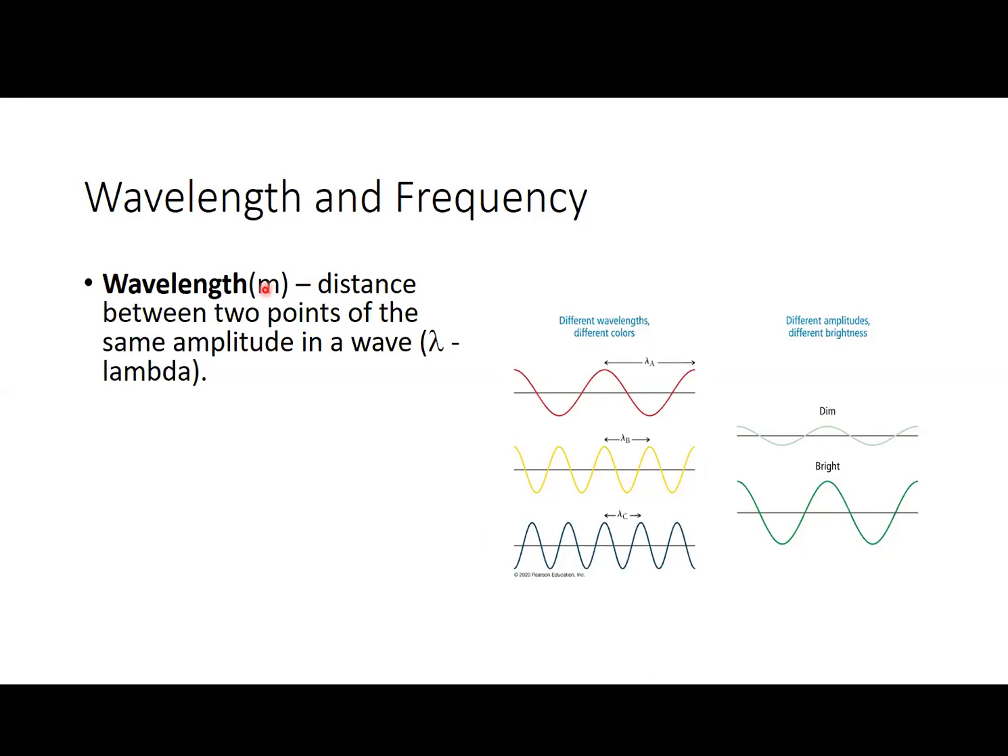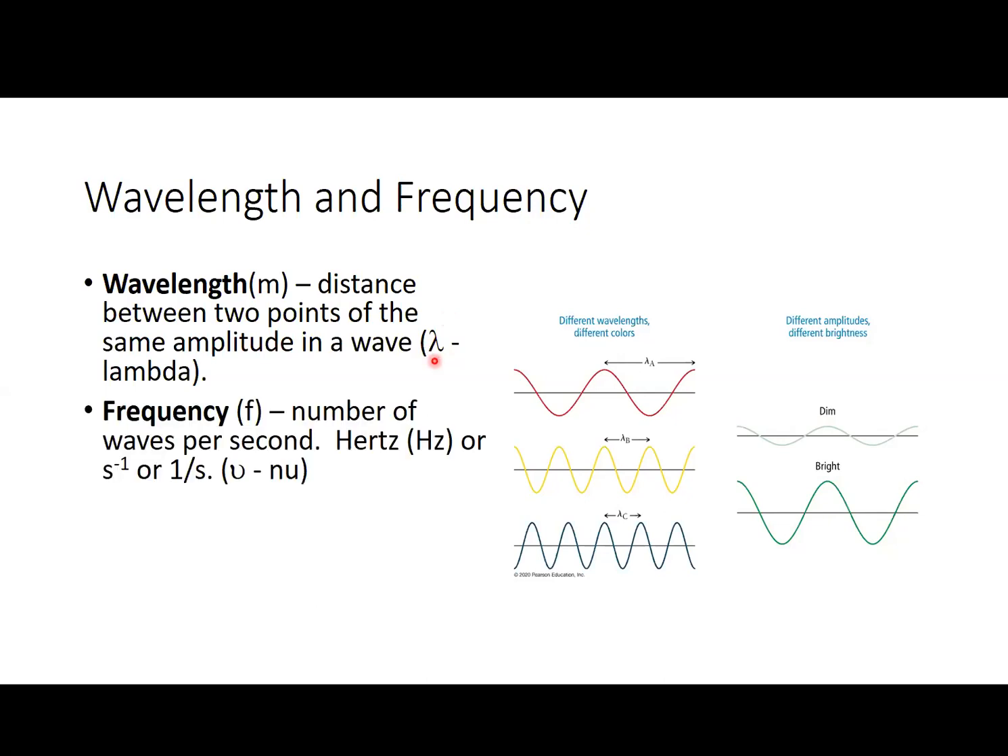Wavelength, as a unit of distance, gets its own symbol. It's this little Greek letter here called lambda. And frequency is the other one we look at. So if you can imagine this red dot right here is watching this wave go past, the number of times a wavefront goes past it per second is called its frequency.